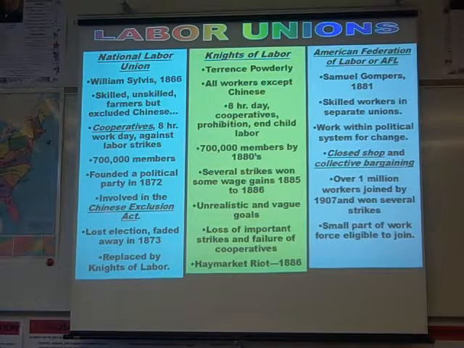The last is the American Federation of Labor, led by Samuel Gompers. I love Samuel Gompers just because I love his name. I think Gompers, I don't know, I like the way it sounds, okay? But it is founded also in 1881. The difference there is they created two separate unions for the skilled laborers and the unskilled laborers.